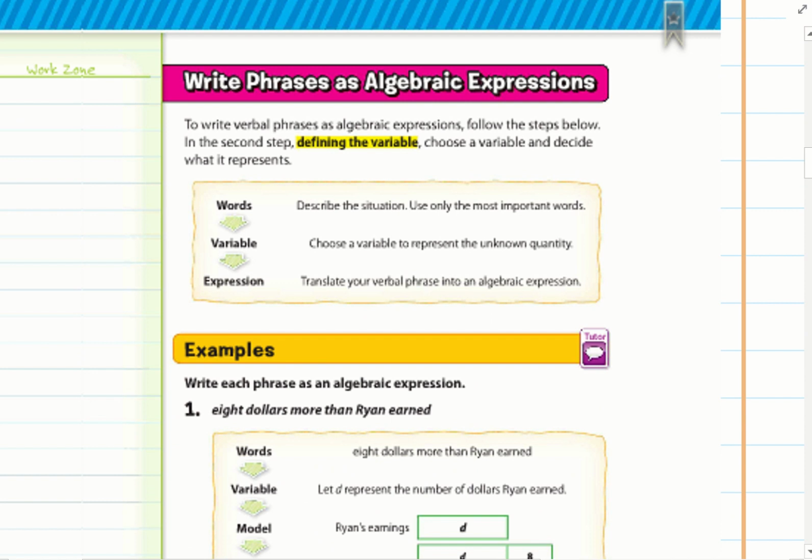So write phrases as algebraic expressions. We have to follow these steps. Defining the variable: choose a variable and decide what it represents. So that's step number 2. Step number 1 is words, and then variables, expression. Describe the situation, only using the most important words. Choose a variable to represent the unknown quantity. Translate your verbal phrase into an algebraic expression.